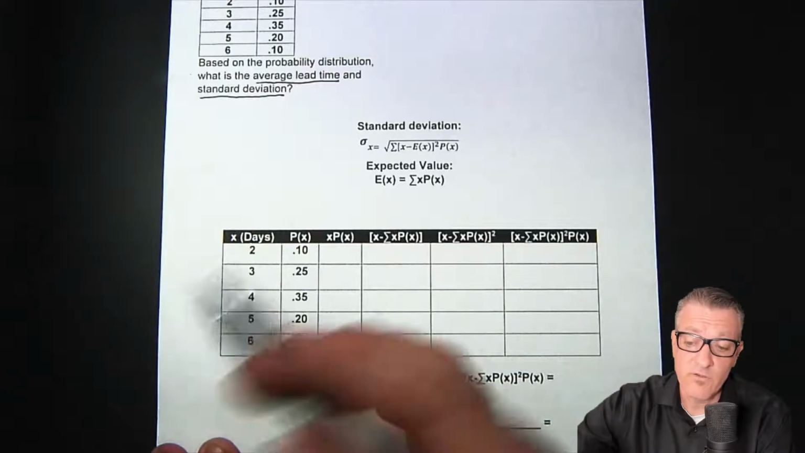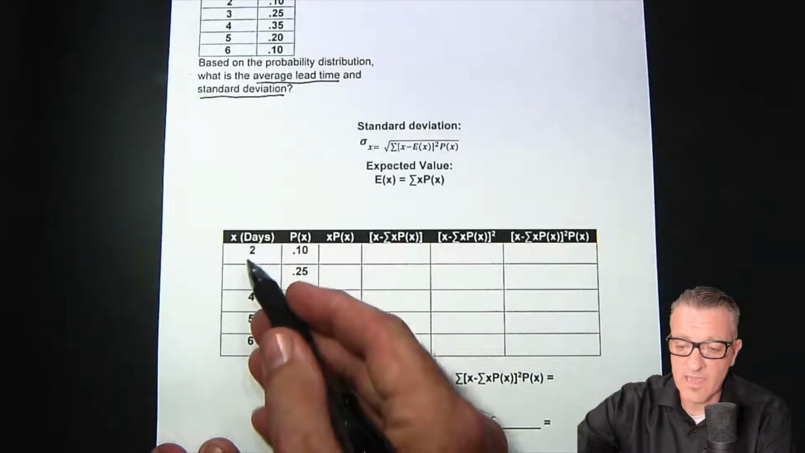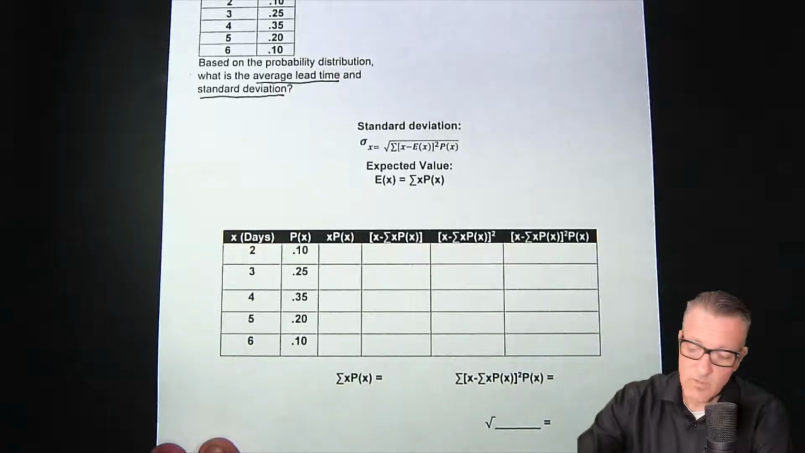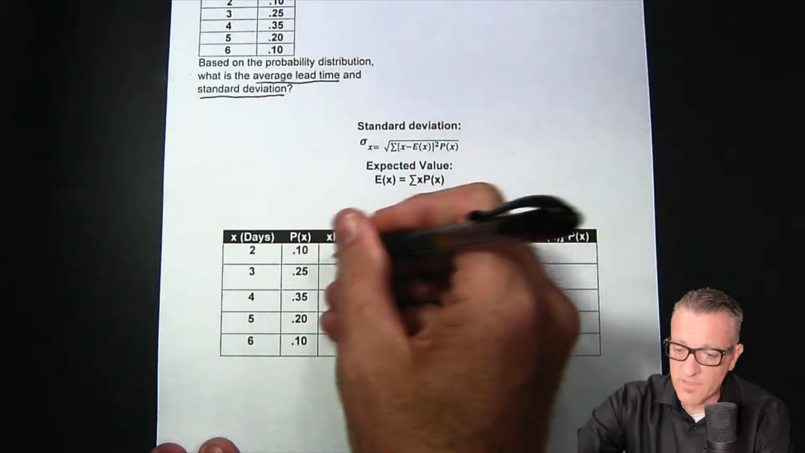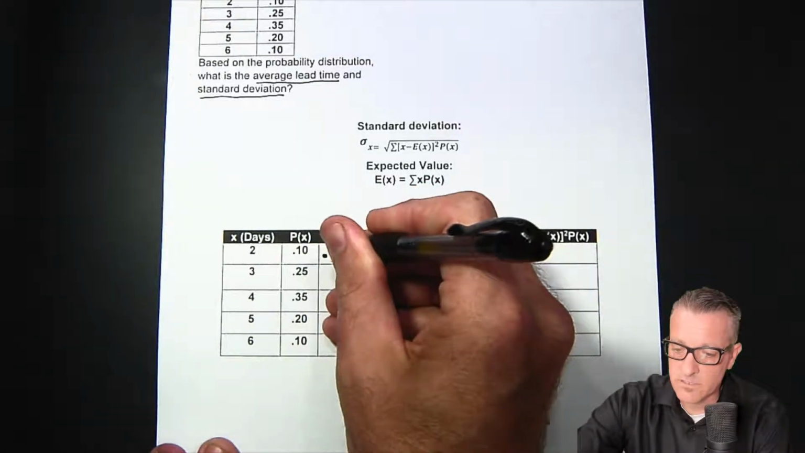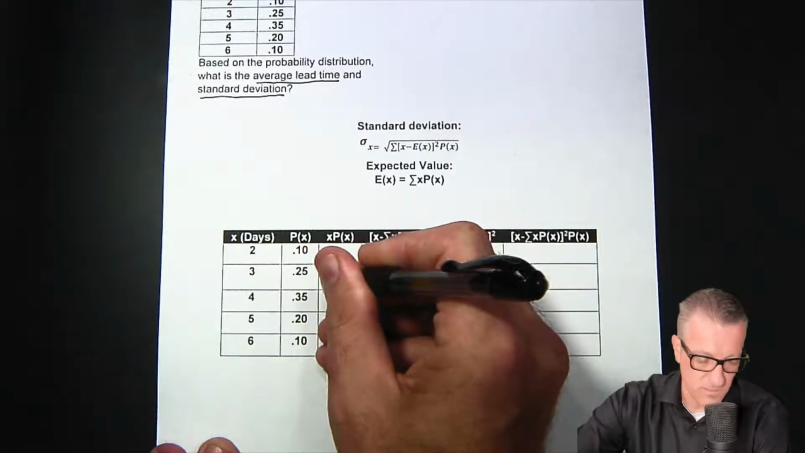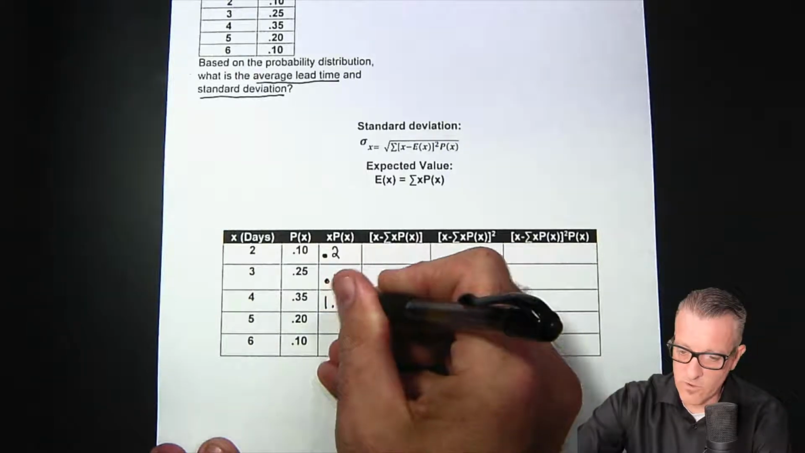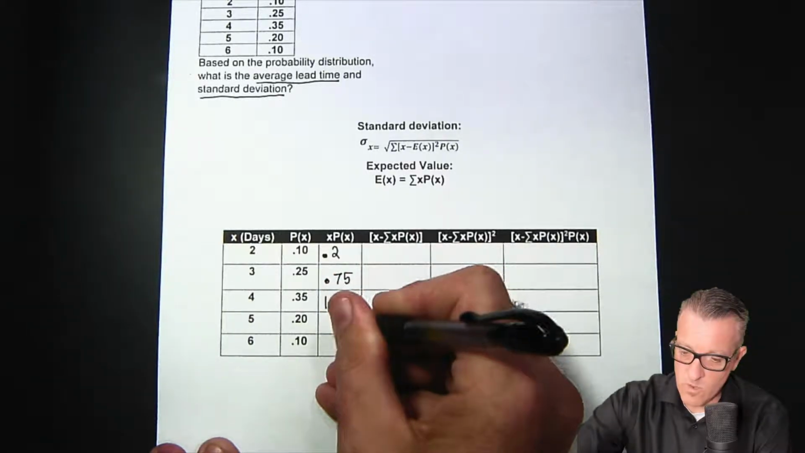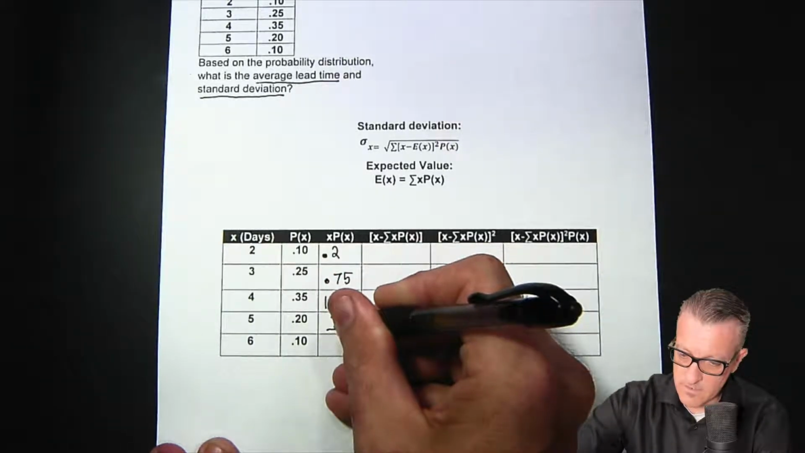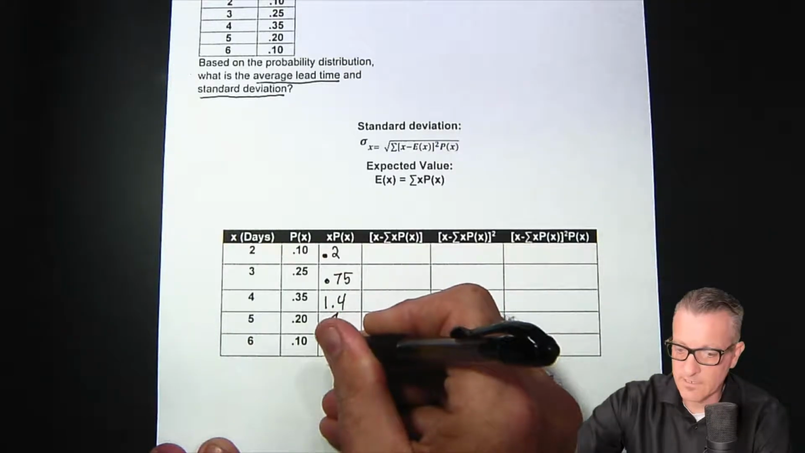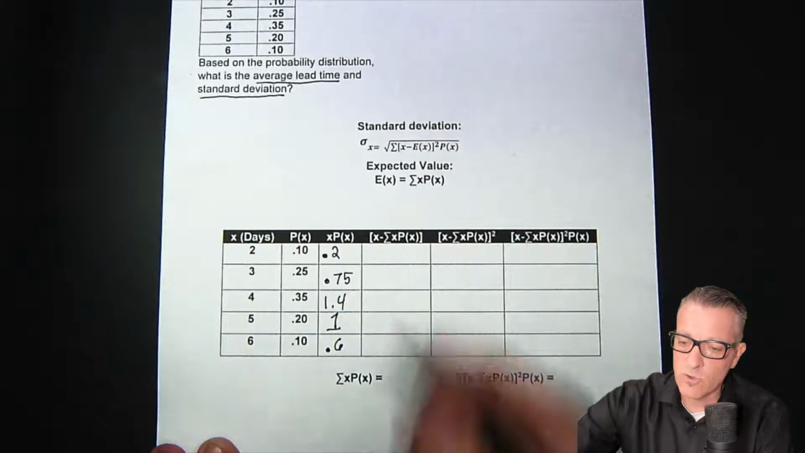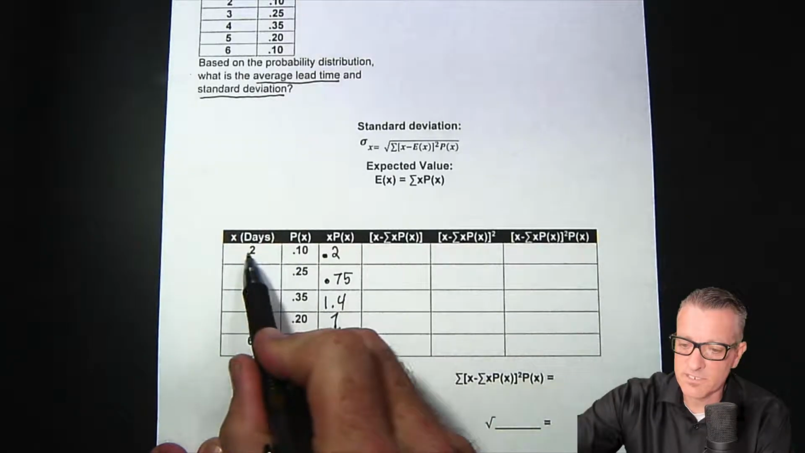Okay, so what we do first is we multiply the number of days times the probability of the part arriving, in this case, within that amount of days. So I have all these already worked out, but this one, of course, is 0.2. And then I'm just going to make sure I don't make a mistake for everybody. 1.4, 1, and 0.6.